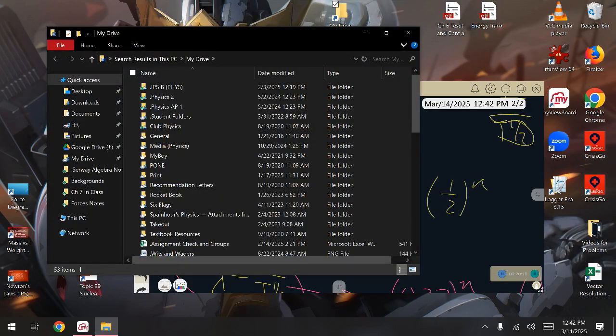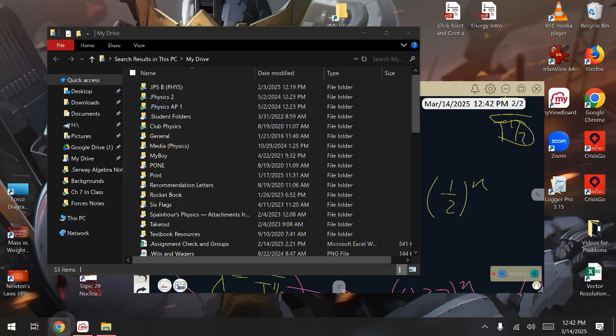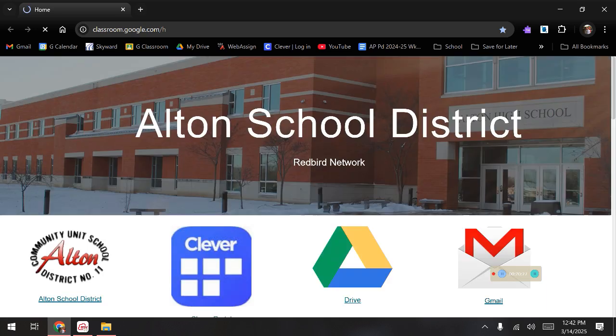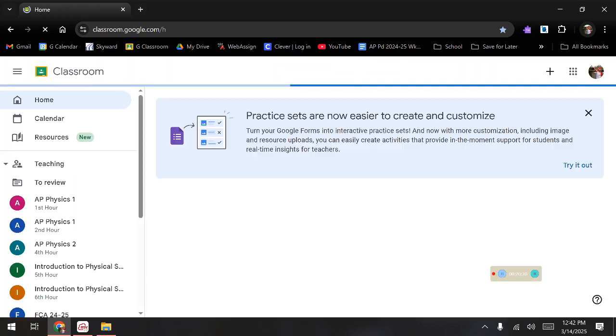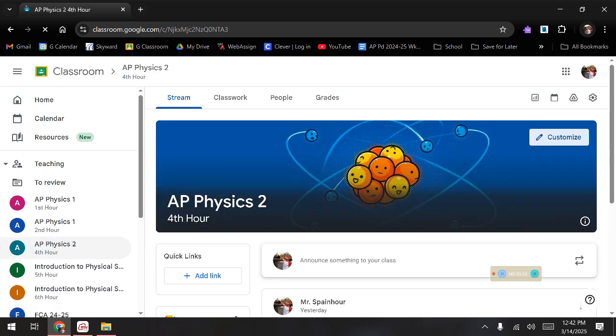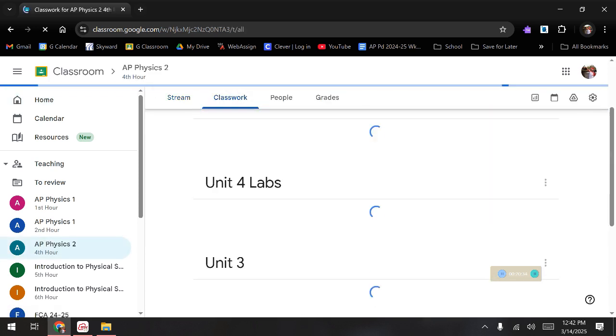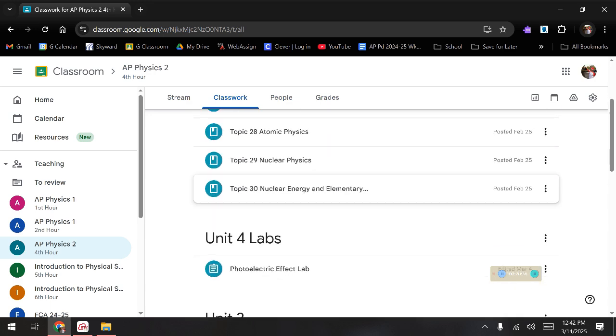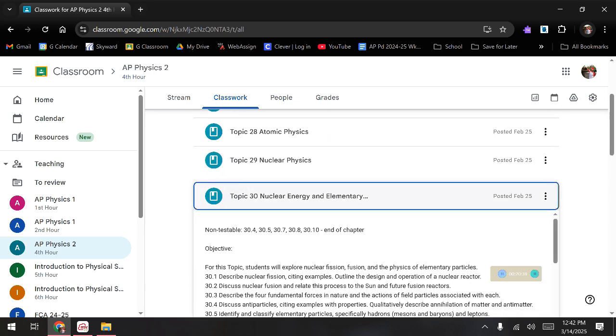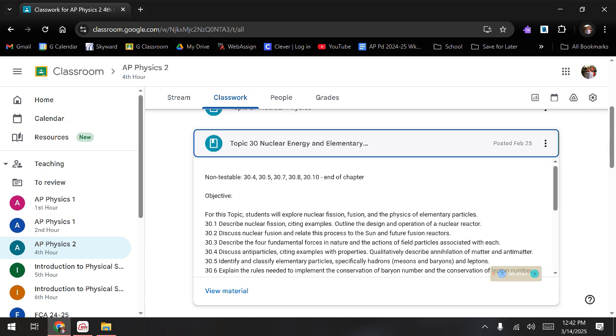If you see me skipping around a lot, I researched this again earlier today. You can find it yourself on Google Classroom, if you look under chapter 30, it says explicitly what I am going to cover in terms of reading. Non-testable are 0.4, 0.5, 0.7, 0.8, and 0.10, and what is testable is sections 1 through 3, section 6, and section 9.